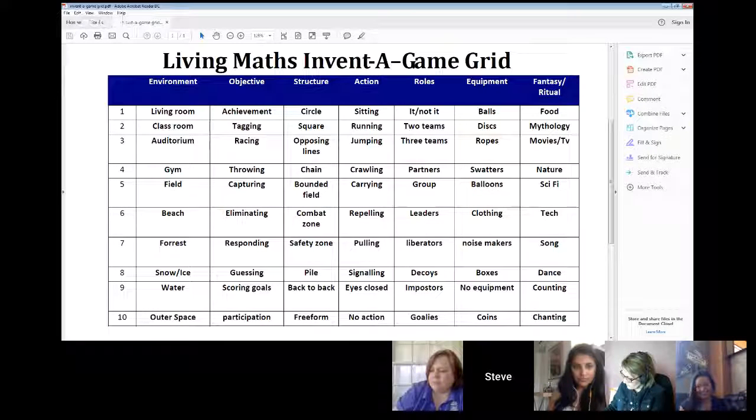Number 3 for the roles. Oh, no, for number equipment. Number 3, ropes. Okay, I can already picture what's going to be happening here. This is very interesting. And then we've got number 7. 7 has got something to do with the song. Okay, a song and leaders.